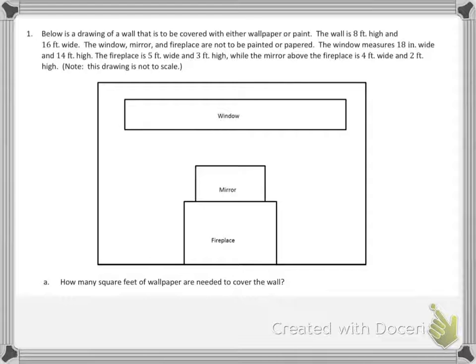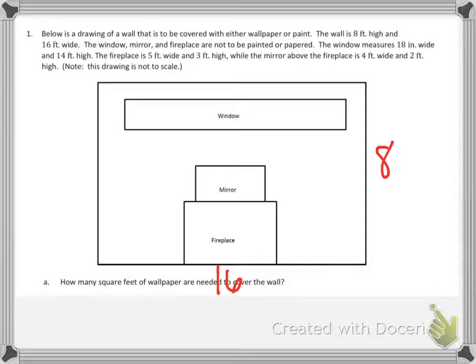Number 1, we've got a drawing of a wall that's going to be covered with either wallpaper or paint. The wall is 8 feet high and 16 feet wide. So let's start with that. 8 feet high, and wide would be across here, so that's 16, so 8 by 16.